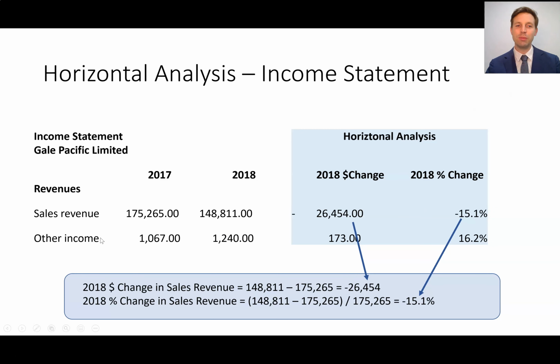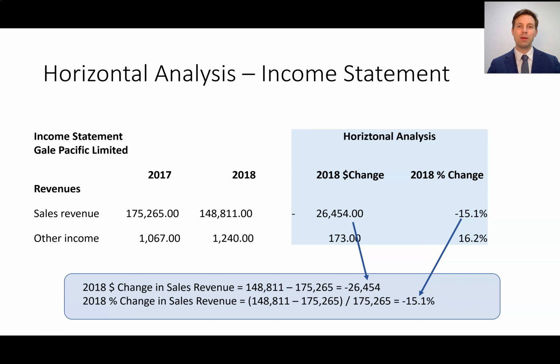Here I've provided numbers for the sales revenue and other income, and we've seen that the sales revenue for Gale Pacific decreased by about $26 million for the year, which represented a 15.1% decrease in their sales revenue. Now again, in most cases, a decrease in sales revenue is probably not a good thing. However, if a business has closed down some stores or closed down parts of the business that were underperforming and not generating a good return, then this might be expected and it might be an okay result.